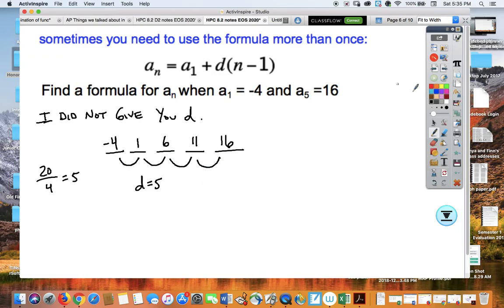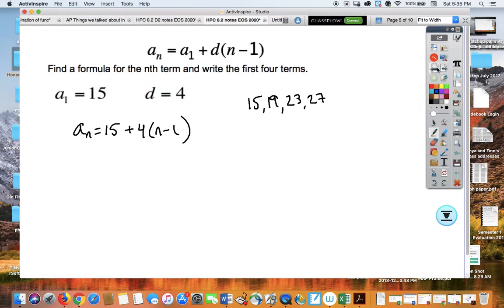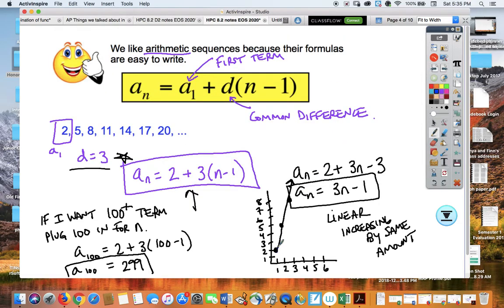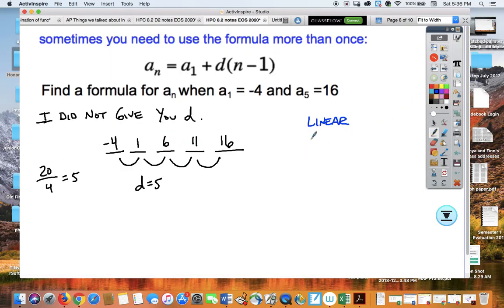Another way to do it is to remember that if it's arithmetic, that means that it's linear. And the common difference is similar to a slope. Like if we go back to that original picture, that slope is going up 3 over 1, up 3 over 1. My slope was 3. That's the common difference. So use the idea of slope.